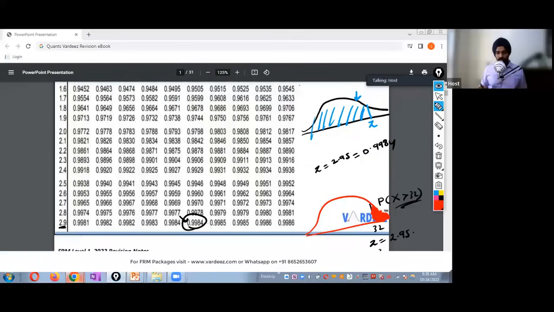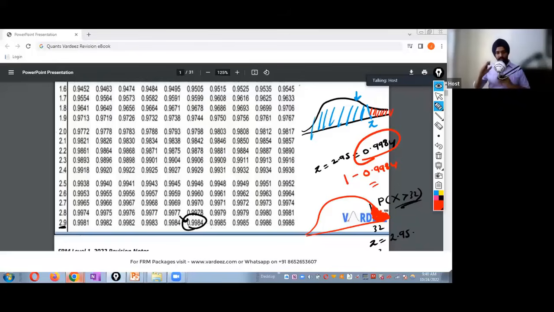So it's very simple. How do you do it? Well, we know that the entire distribution is 100%, that is 1. So I can just take 1 minus 0.9984, and whatever answer I get is going to be my probability for the right side.